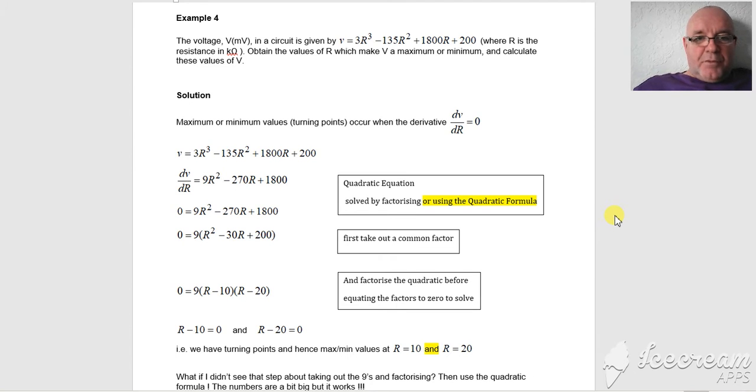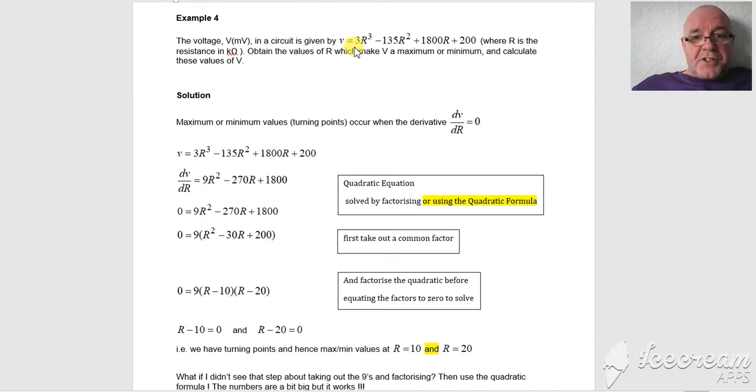So this is example 4 in our series on maxima and minima. I'm just going to go through this one, and then I've got another one that I've made up myself for you. These will give you a good flavour of how to do the more complicated ones. This one is a more realistic example.